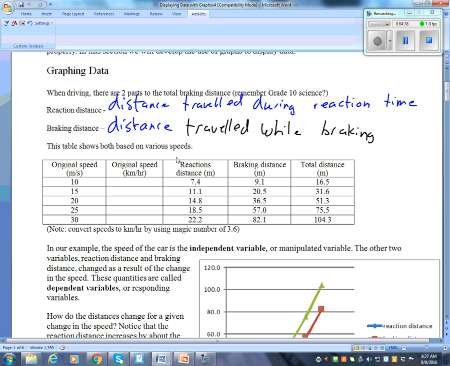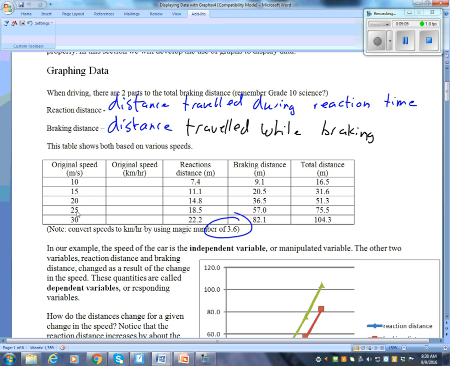Okay, so this table shows both based on various speeds. Now, original speed in meters per second. In physics, we tend to deal with meters per second, and those of you that saw me for grade 10 science know that, and I'm sure other teachers do the same. Generally, people are more aware of kilometers per hour, so this is an excellent opportunity for me to remind you of the magic number, which is 3.6. Do you remember the magic number 3.6?